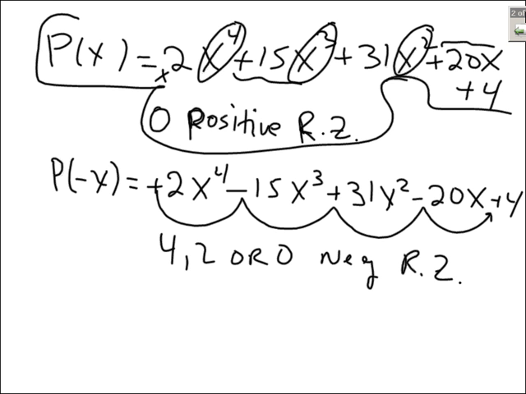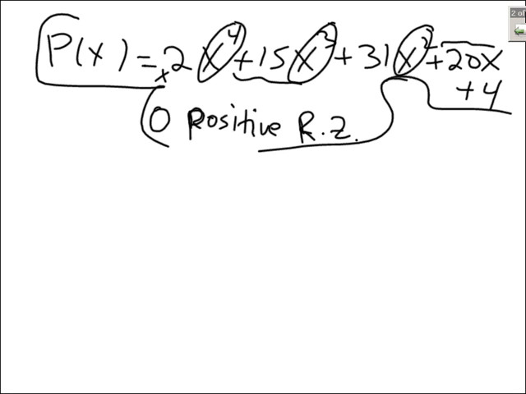But mostly we know there are no positives. And personally, that's the only time I really use Descartes' rule, is when I can see really easily, oh, there's no sign changes, that means there's no positive zeros.